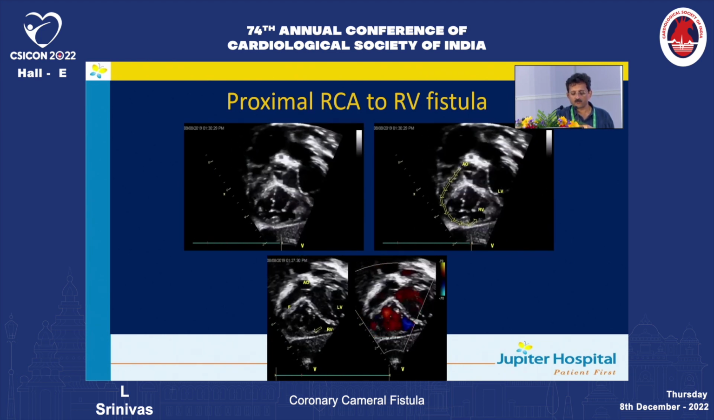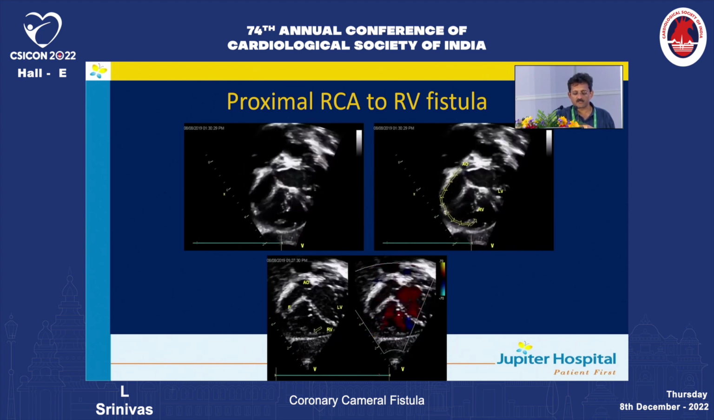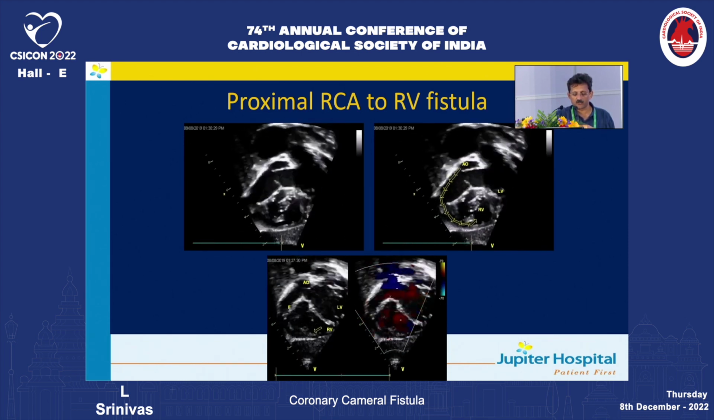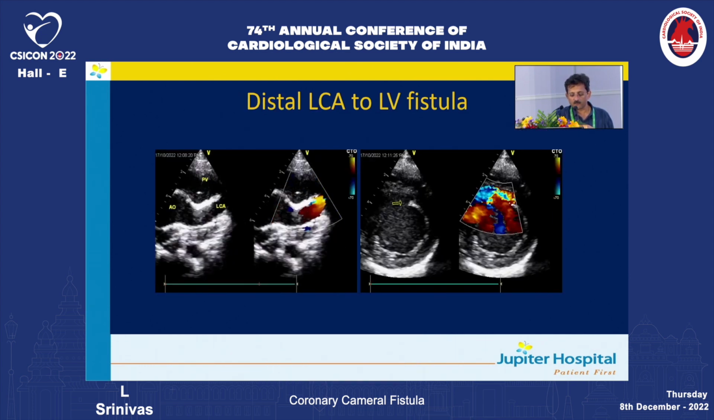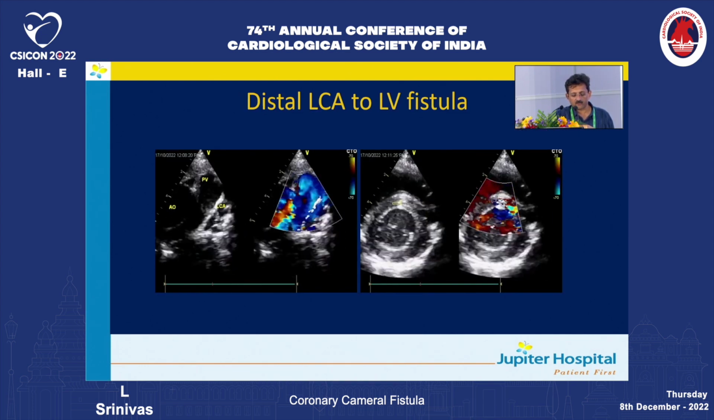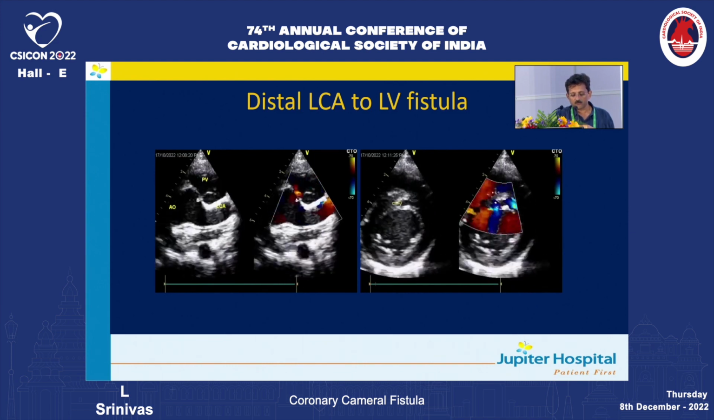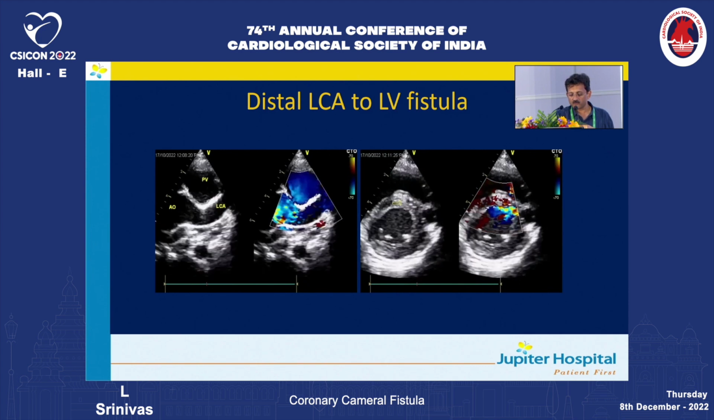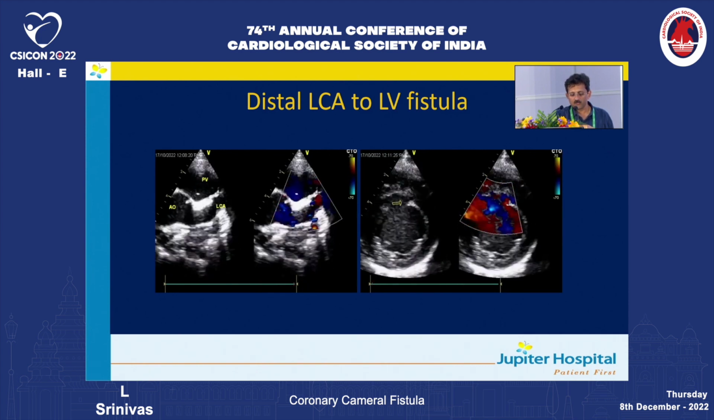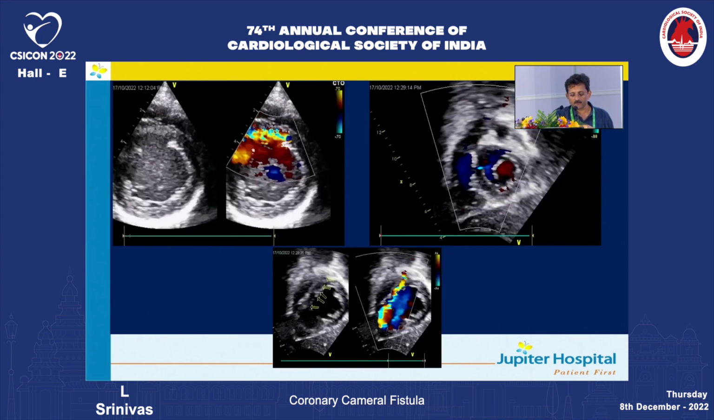So in this case also, we may choose to skip a CT scan for such beautiful anatomic description, but CT scan helps you in planning the intervention well before we enter the cath lab itself. So this is another example where the fistula is between the left coronary artery and into the left ventricle. This is a very, very rare and unusual form of coronary cameral fistula.